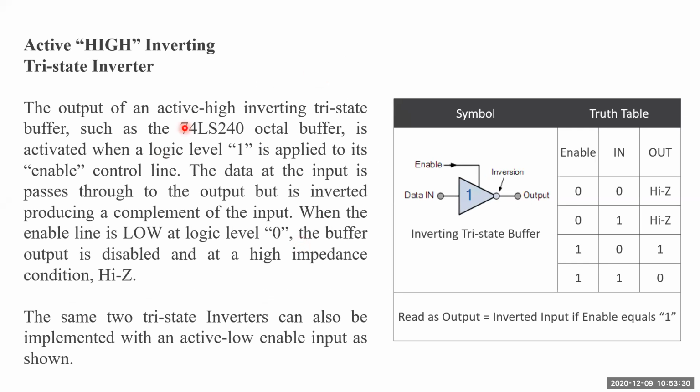This is one example of an active high state buffer. That is one of the chips used to have this kind of operation.